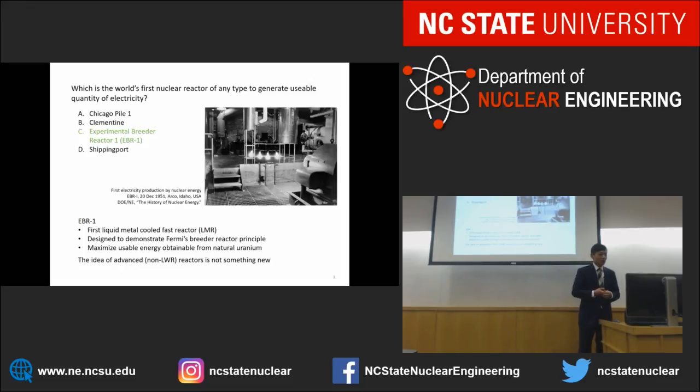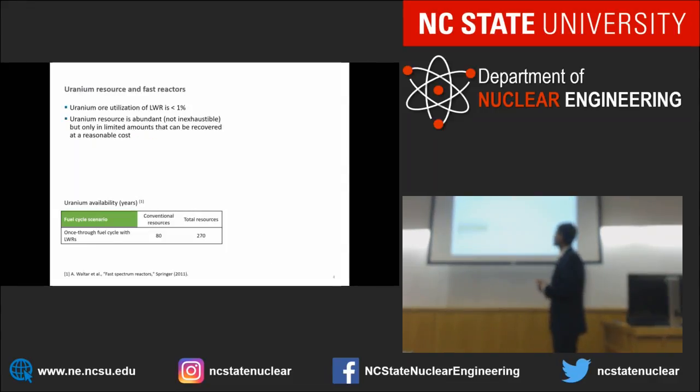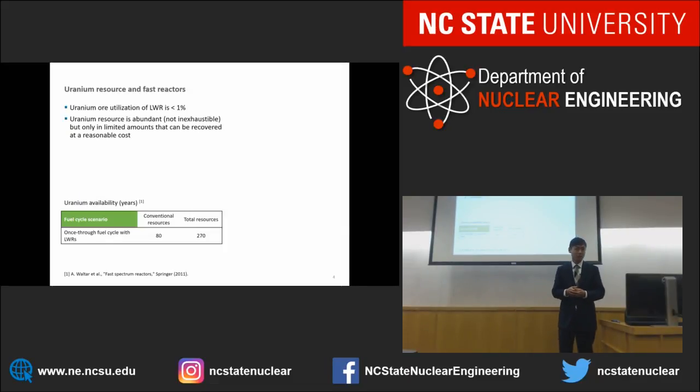Actually, EBR-1 is the first liquid metal cooled fast reactor, a breeder reactor, and it's designed to demonstrate Fermi's breeder reactor principle, where we can maximize the usable energy obtainable from natural uranium. But why do we need that? I thought the uranium resource is abundant, so we're told. But in fact, only a limited amount of uranium can be recovered at a reasonable cost. And our current light water reactor systems can use less than 1% of the uranium in the ore that we dig out of the ground.